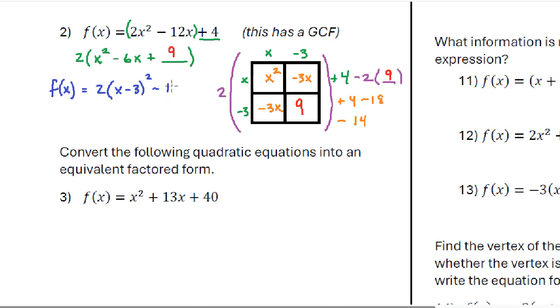If you think about this again, vertex form, A is 2, H is positive 3, and our K value is negative 14. There is the square completed for question number 2.